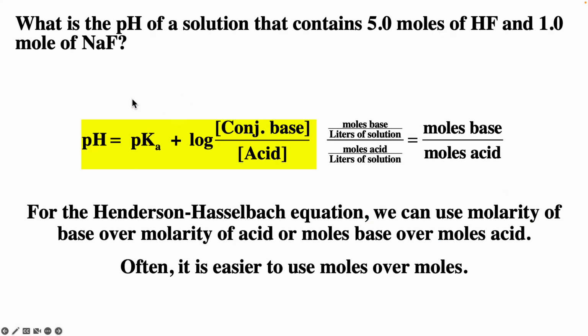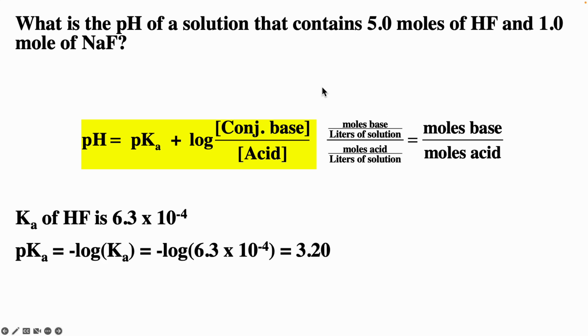Also notice that when you look at the Henderson-Hasselbalch equation, you have concentration of the base over the acid. Now the concentration is moles over liters. Those liters are going to cancel, and so you could just do moles of base over moles of acid. So when you're doing the Henderson-Hasselbalch equation, you can do the concentration of the base over the acid, or you can do moles of base over moles of acid. Those two are completely equivalent.